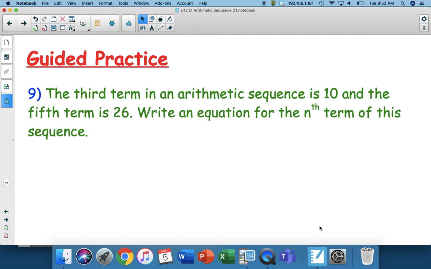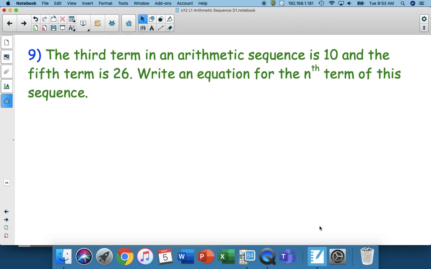Okay. The 3rd term in an arithmetic sequence is 10. The 5th term is 26. Write an equation just like the last one. We're writing one more equation. All right. If you want to pause it and try it on your own and see if you get the same answer, do so now. Otherwise, I'm about to start.